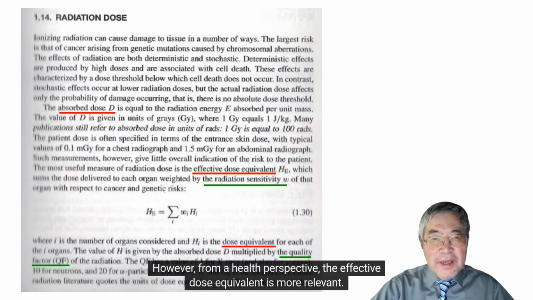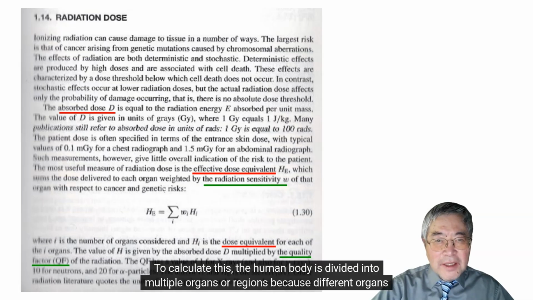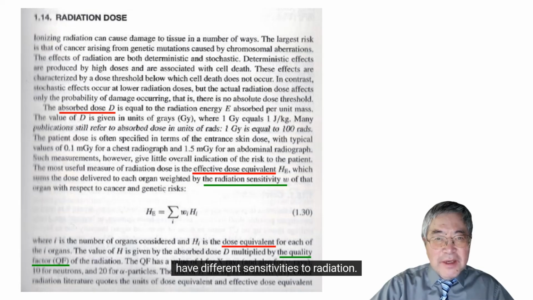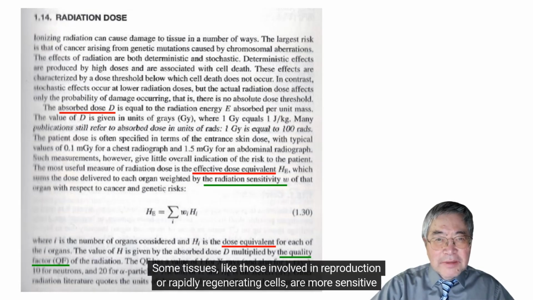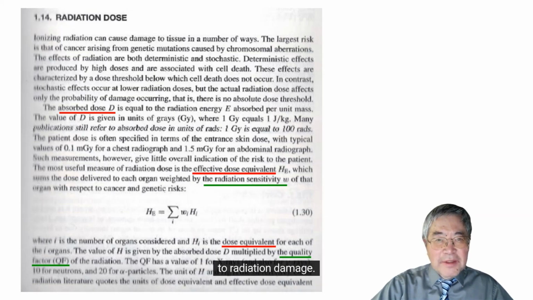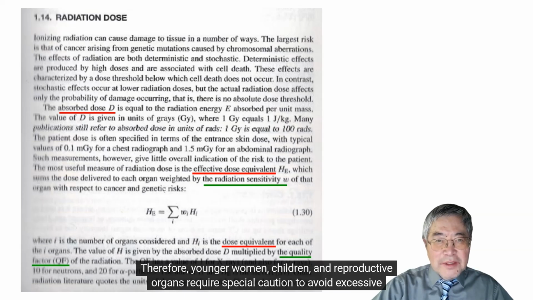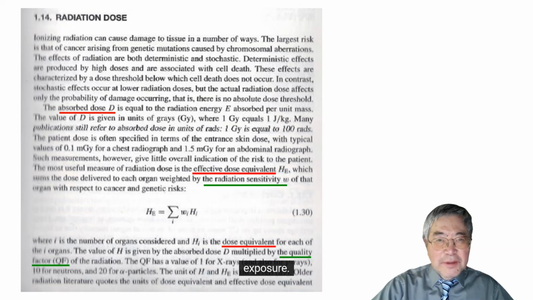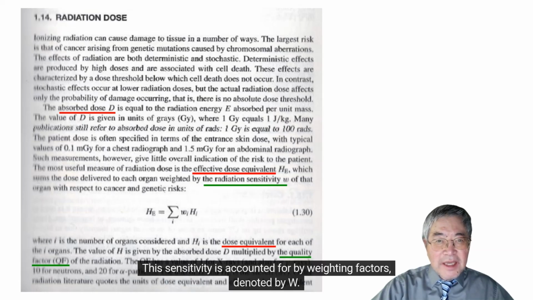However, from a health perspective, the effective dose equivalent is more relevant. To calculate this, the human body is divided into multiple organs or regions because different organs have different sensitivities to radiation. Some tissues, like those involved in reproduction or rapidly regenerating cells, are more sensitive to radiation damage. Therefore, younger women, children, and reproductive organs require special caution to avoid excessive exposure. This sensitivity is accounted for by weighting factors, denoted by W.